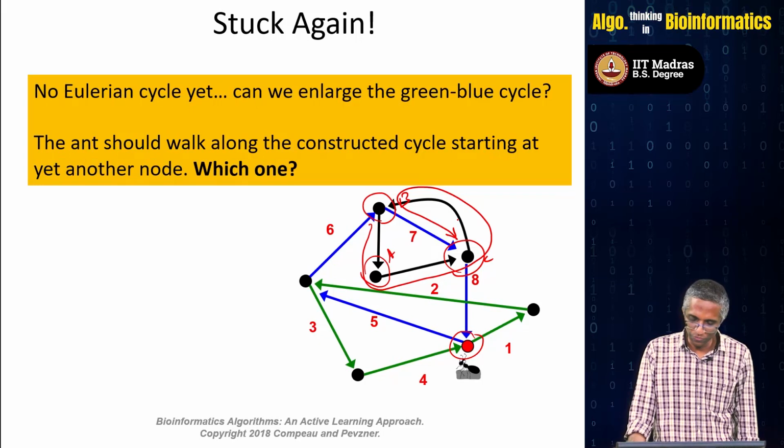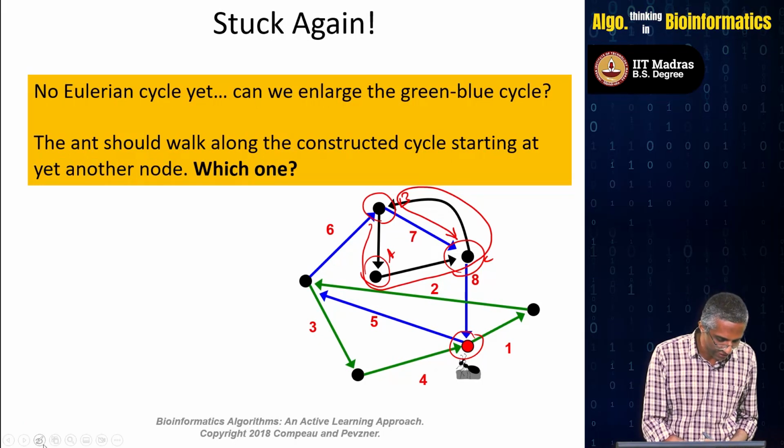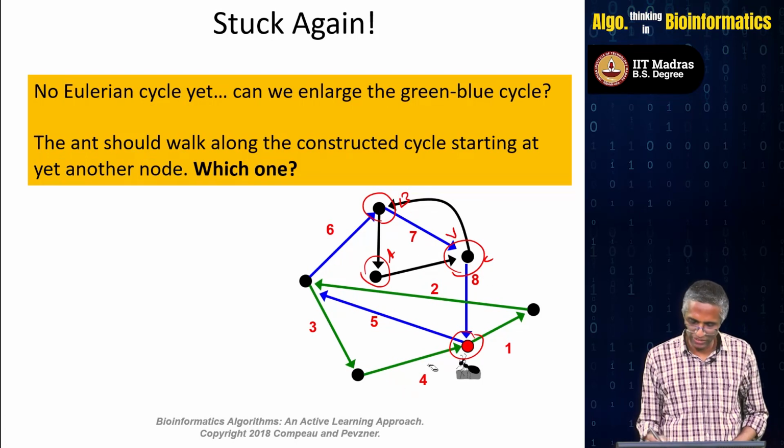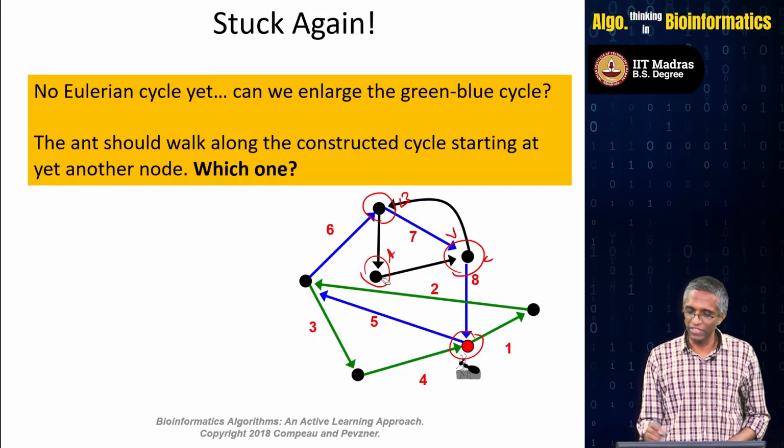So instead of that, we can do the same local picture. Let me remove that thing. We can make the red node one of these three other black nodes.